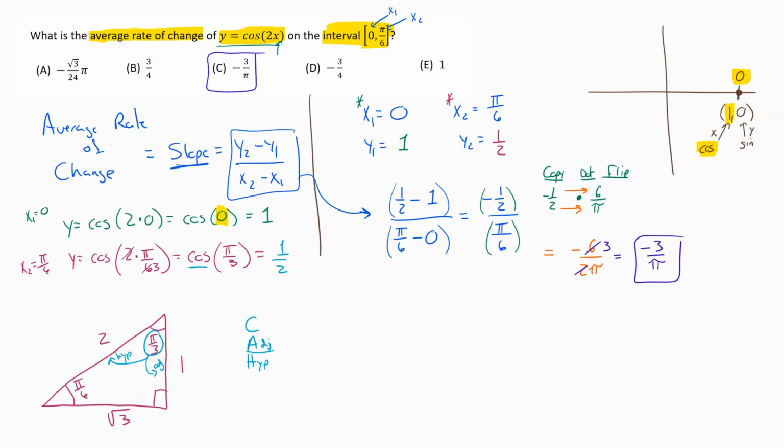Remember, average rate of change is just fancy math talk for a slope as you've always known it. y2 minus y1 over x2 minus x1. Take the x values you're given, find the y values that go with them, and then just plug it into that formula.